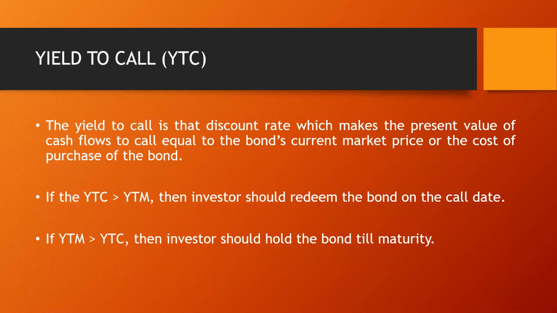If the YTM is greater than YTC, that is, if the yield to maturity is higher than the yield to call, it means that I will be getting more profit by holding it till the end of the maturity period. The rate of return that I get will be higher if I hold the bond till the end of the holding period. So I will choose to hold the bond till maturity if the YTM is greater than YTC. So we will calculate both. YTC is also calculated in the same way as YTM is calculated. Then we will compare both the rates of return and then make a decision whether to redeem the bond or to hold it till maturity.